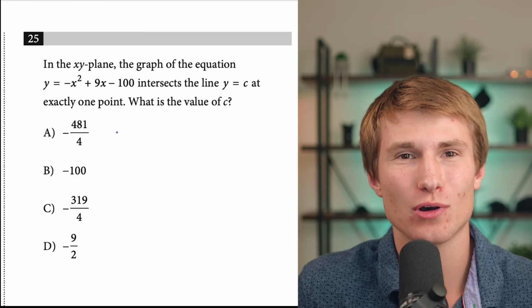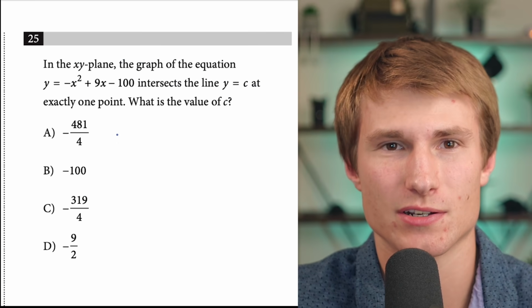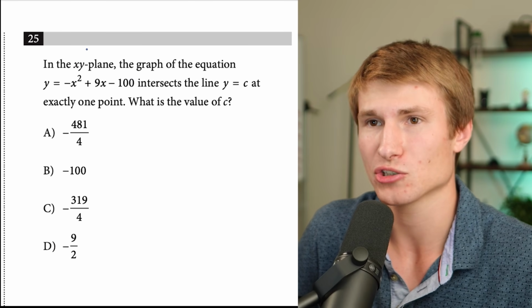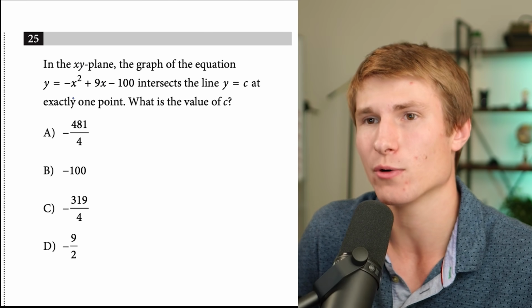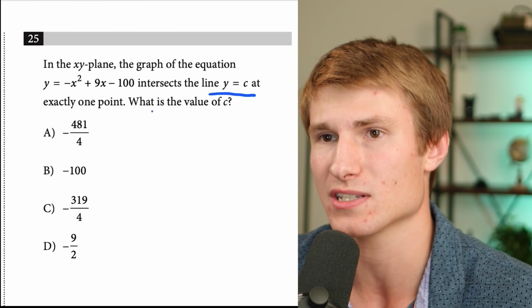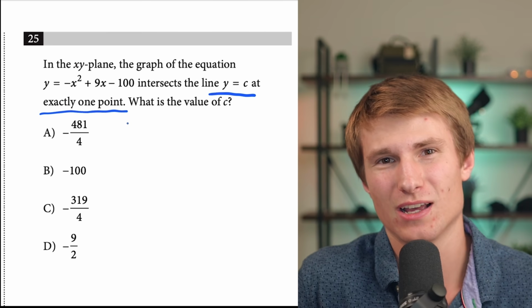Here's a great example of an SAT question that is made way easier by using the graphing calculator that is available on the digital SAT. Question 25 says, in the xy plane, the graph of the equation y equals negative x squared plus 9x minus 100 intersects the line y equals c at exactly 1 point. What is the value of c?